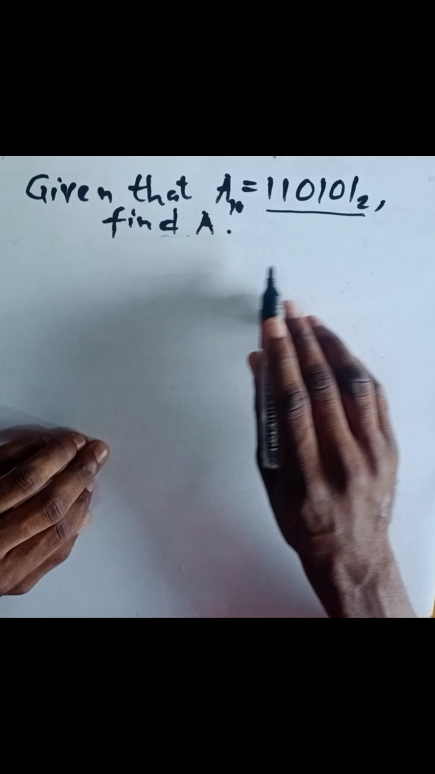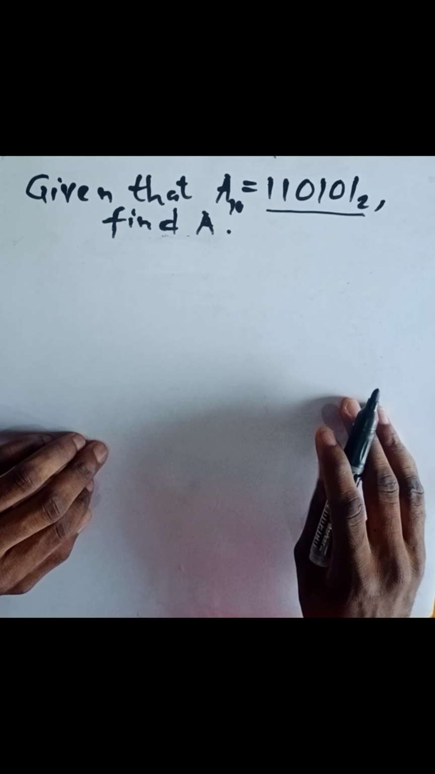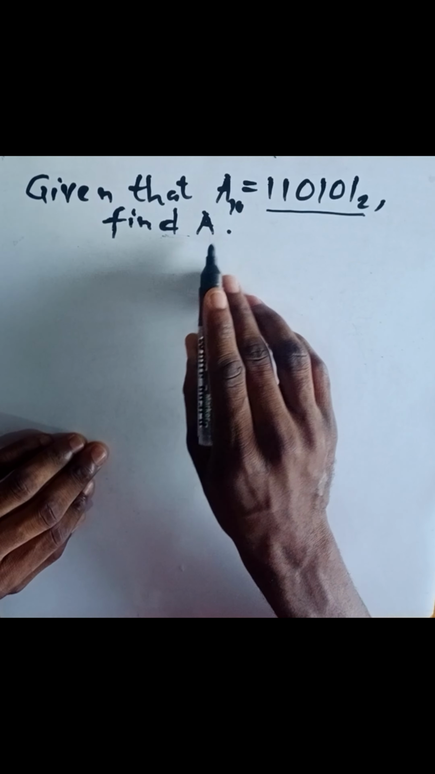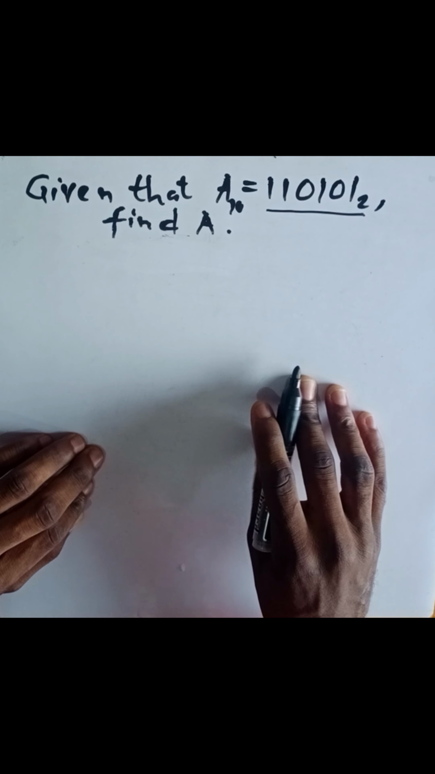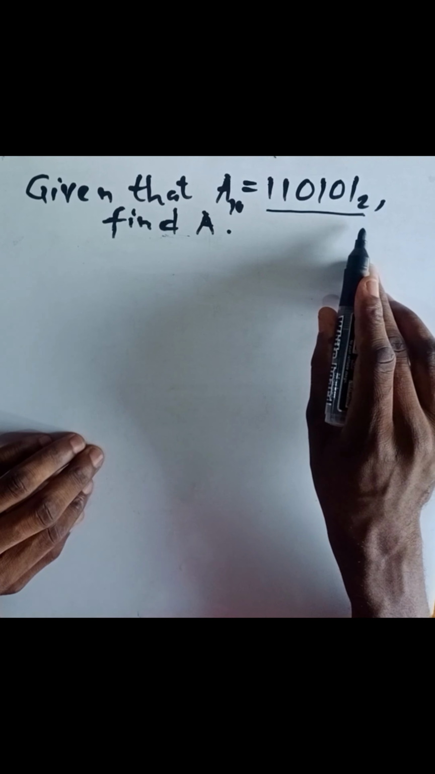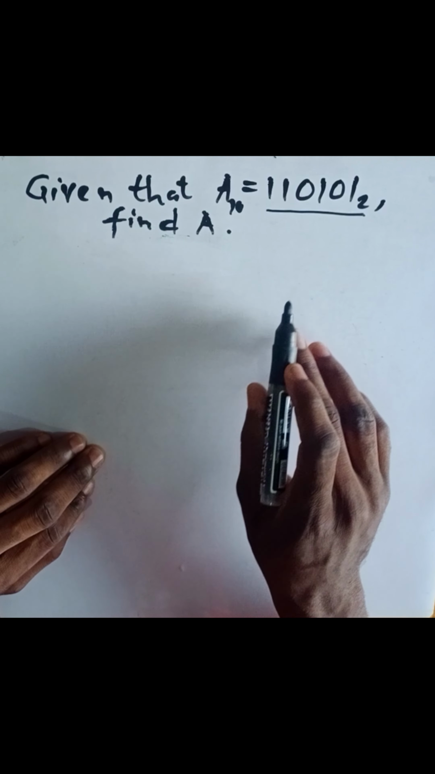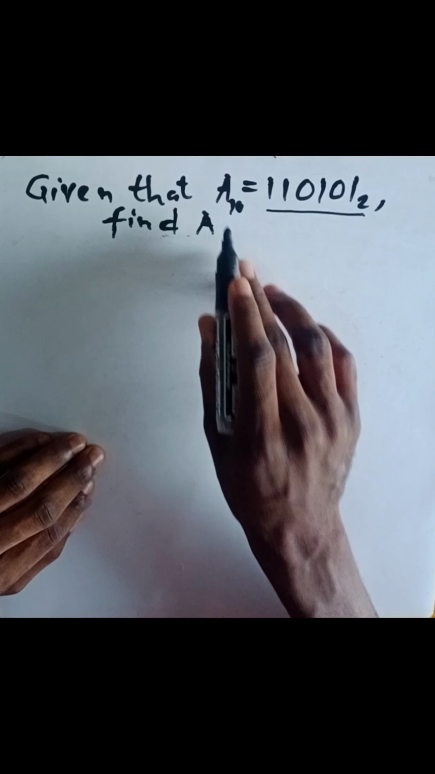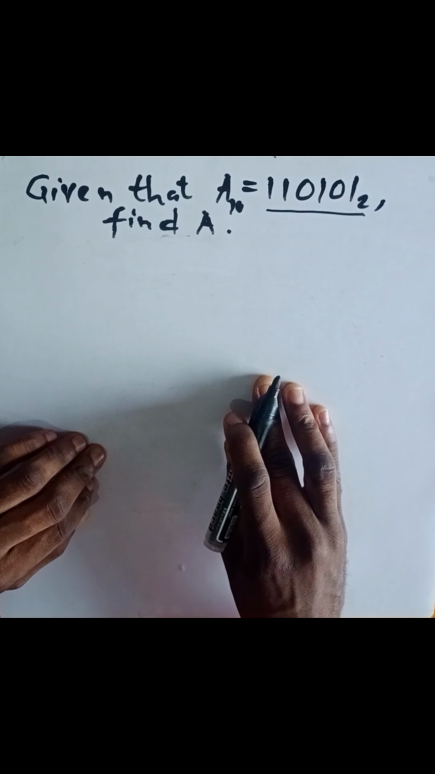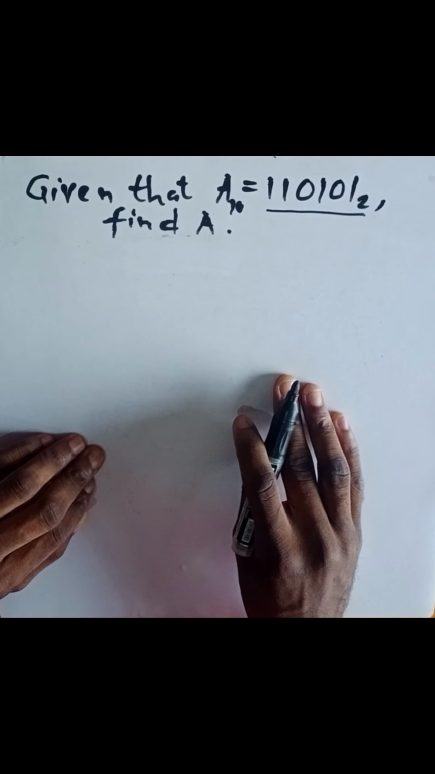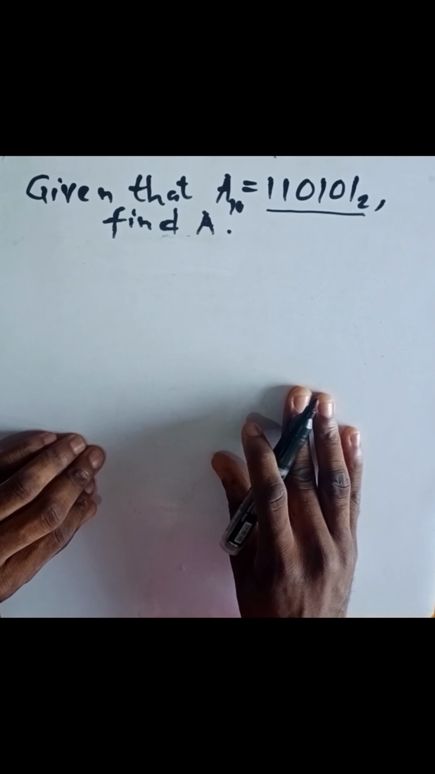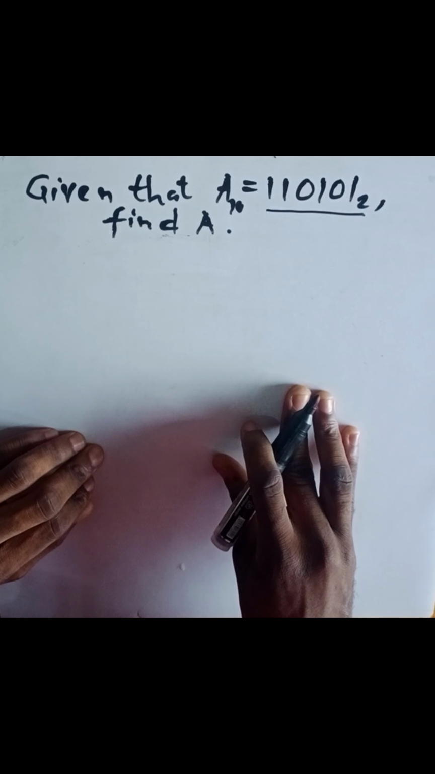Given that a base 10 equals 110101 base 2, find a. You are given that if this is equal to this, what will be the value of a? Which means this time around we have a number in base 2 and we are targeting to convert it to base 10. If you recall, to convert from base 10 to any other base, we apply the long division method while writing down the remainders, right?